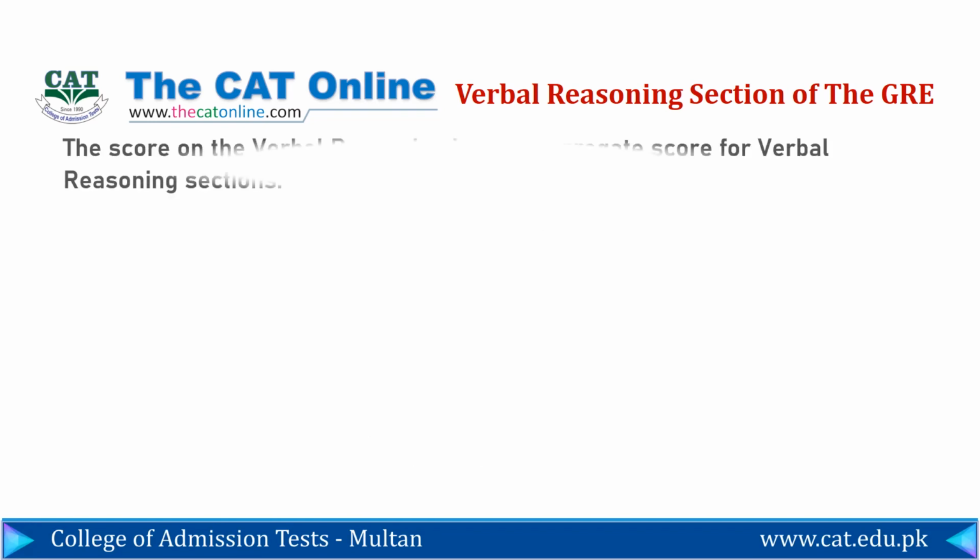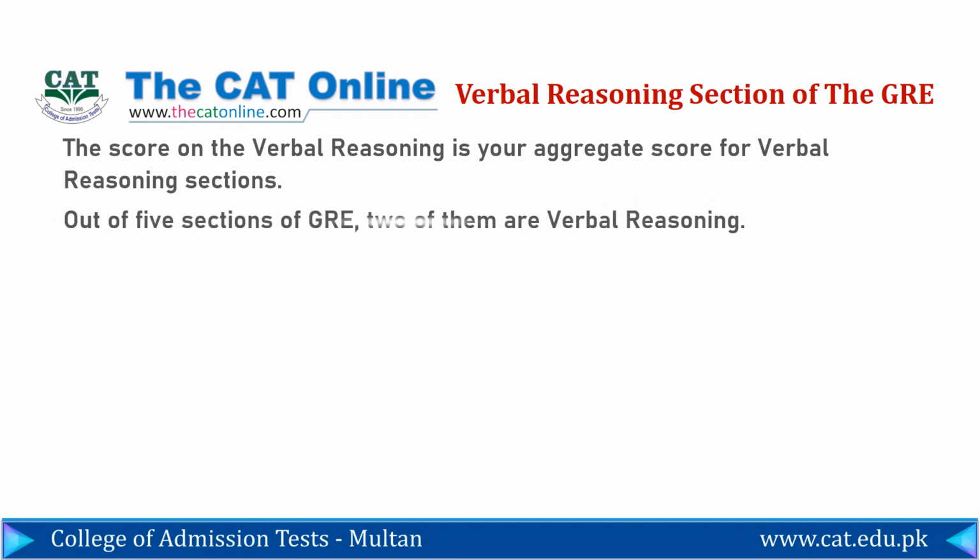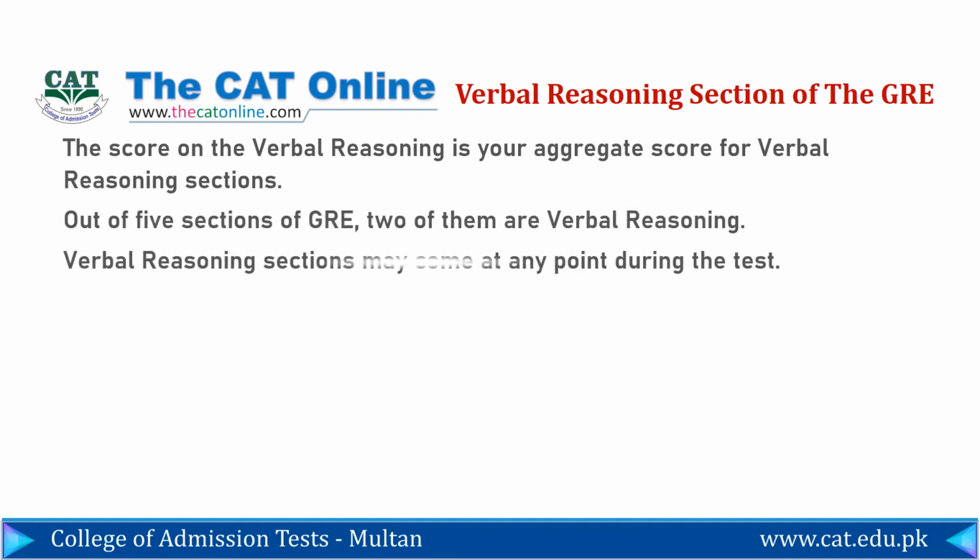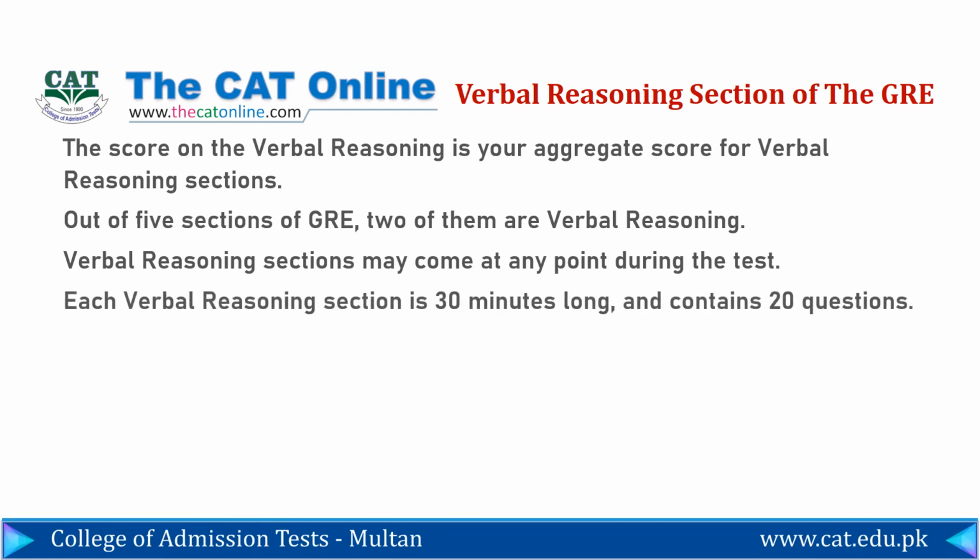Your score on the verbal reasoning section is your aggregate score, for verbal reasoning sections that you take interspersed with math and writing sections. The GRE has 5 scored sections, 2 of which are verbal reasoning. The 2 verbal reasoning sections may come at any point during the test, except for the first section. The first section will always be writing. Each verbal reasoning section is 30 minutes long, and contains 20 questions.